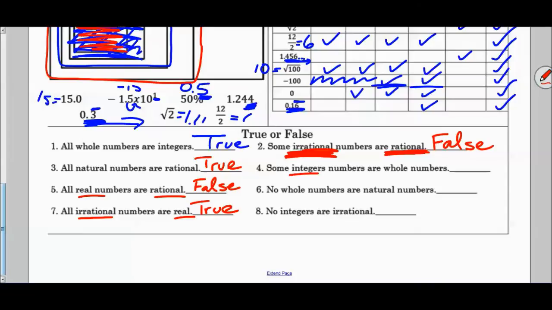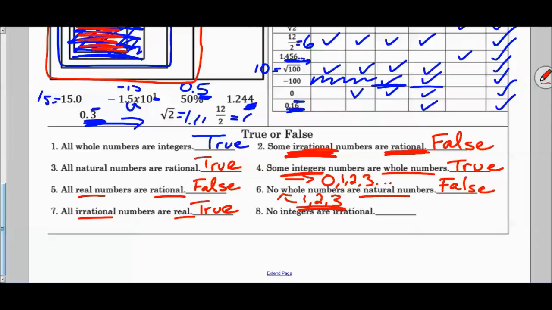Some integers are whole numbers. Let's try to think of an example. Integer that's also a whole number. Well, 0, 1, 2, 3. All of those work. All of those are integers, and they're definitely also whole numbers. That one's true. There's some of them. No whole numbers are natural numbers. That one's not true. Almost by the exact same example. 1, 2, and 3. Those are some whole numbers, and they are also natural numbers. So that one's false, because there's at least some of these that are in that group.